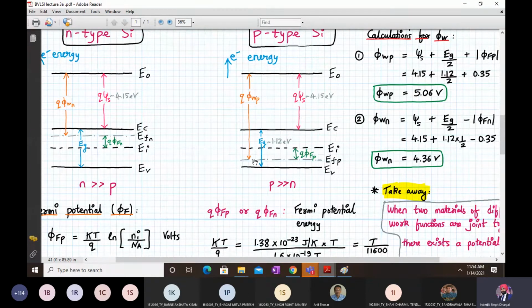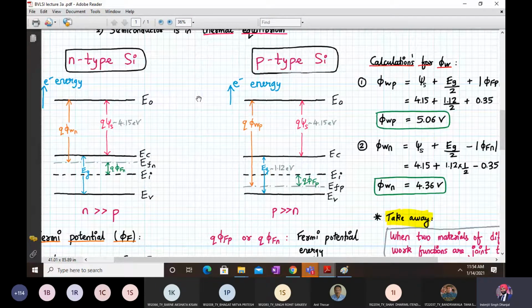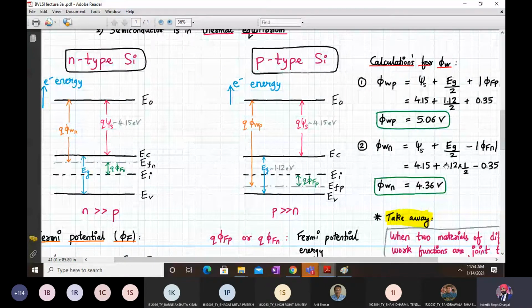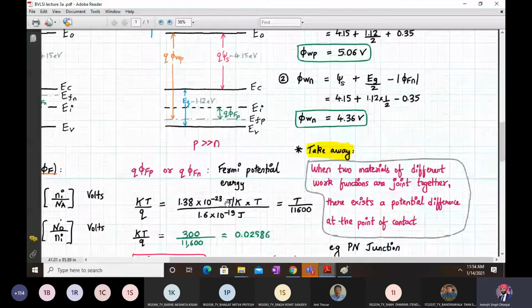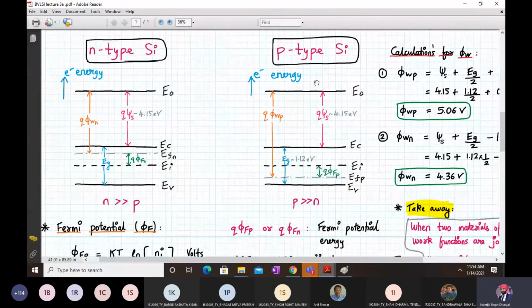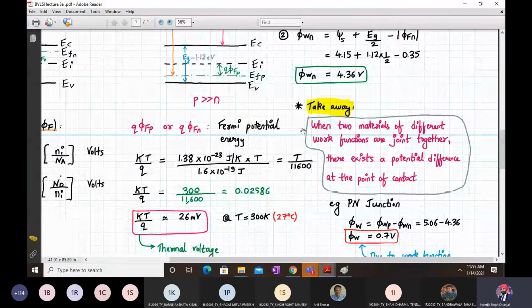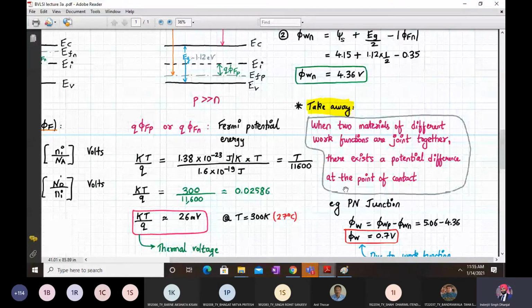So that means even before joining the n-type and p-type material together, their work functions are different. Here the work function is 5.06 and here it is 4.36 for this doping level of 10 raised to 16. So what is the takeaway? P-type material and n-type material have different work functions. When two materials of different work function are joined together, there exists a potential difference at the point of contact.